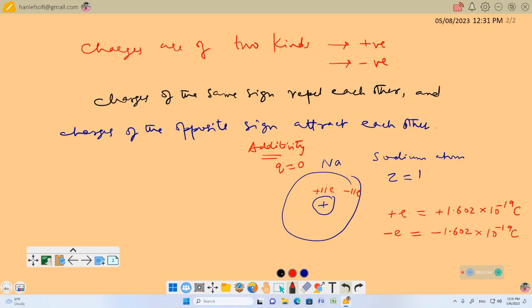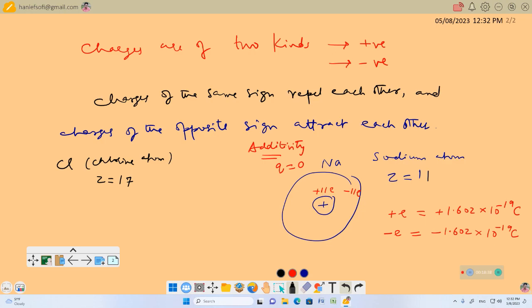Similarly, if you take chlorine atom, its atomic number is 17. Now you can understand, here that was 11. The atomic number of sodium is 11. Atomic number of chlorine is 17. So its nucleus contains 17 protons and the extra nuclear part contains 17 electrons. So the total charge of the chlorine atom is 0. So if you take chlorine near sodium atom, there will be no bond formation.